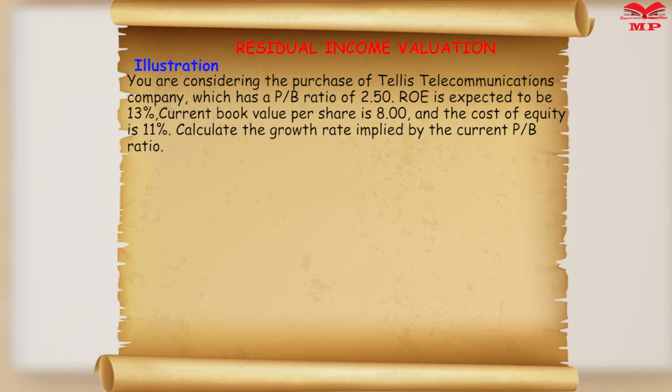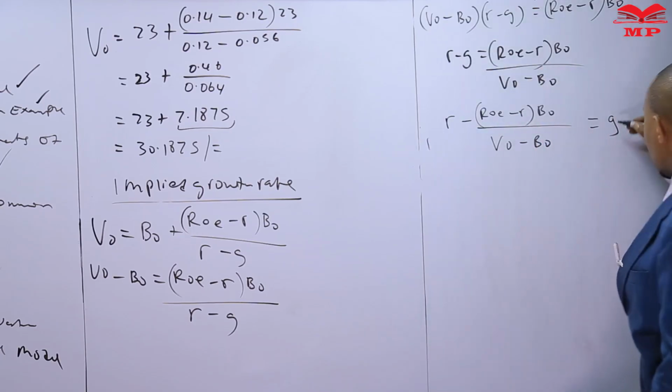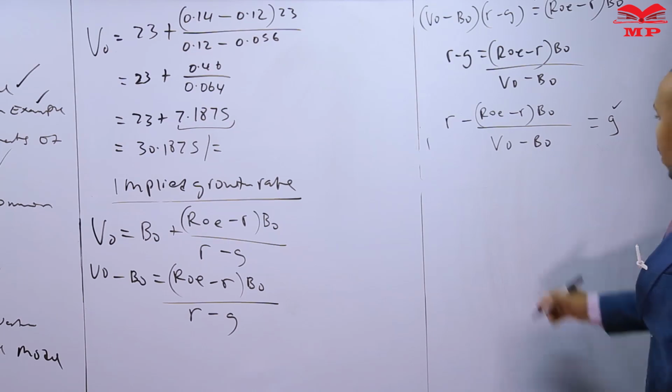So let's look at an example that applies that equation. You are considering purchasing the Telus telecommunication company, which has a price to book ratio of 2.5. ROE is expected to be 13%. The current book value per share is 8, and the cost of equity is 11%. Calculate the growth rate implied by the current price to book ratio. So we are applying this equation. We are trying to identify the G. Let's see what we have.